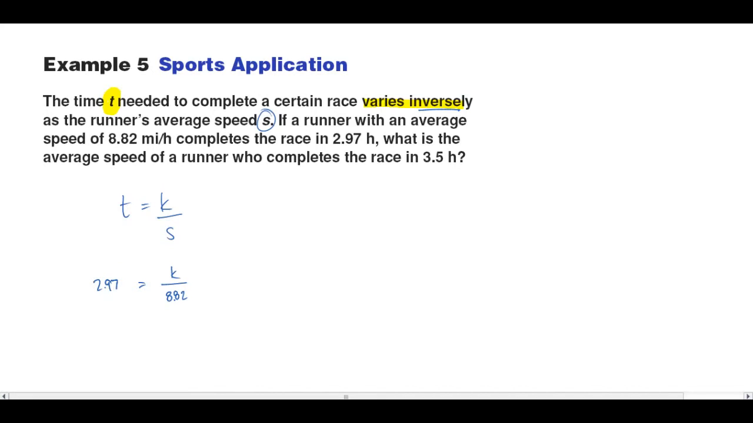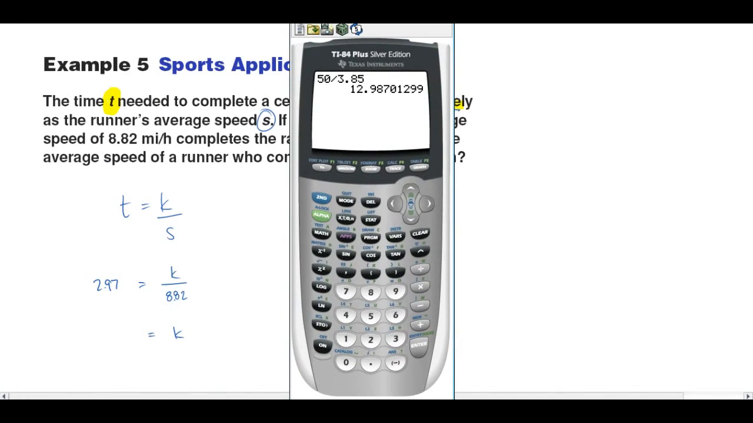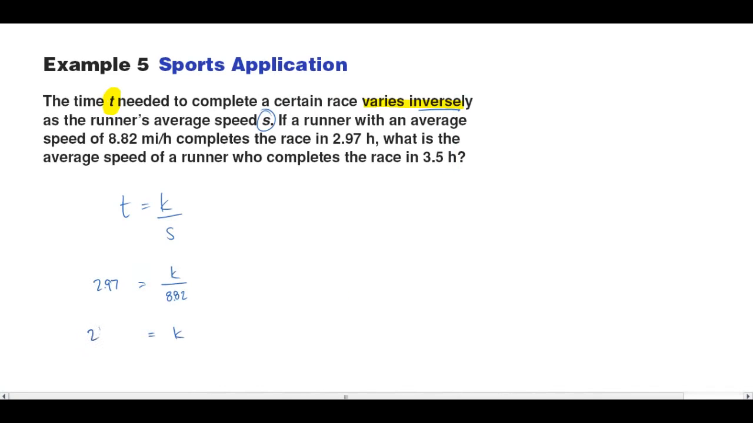And so now I can multiply and I can figure out what our k value is. So again, I'm going to pull up my calculator and I'm going to say 2.97 times 8.82, and that's going to give me 26.1954. 26.1954 is our k value. So the time it takes is 26.1954 over the speed. And there is my equation. And that's our equation for this race.